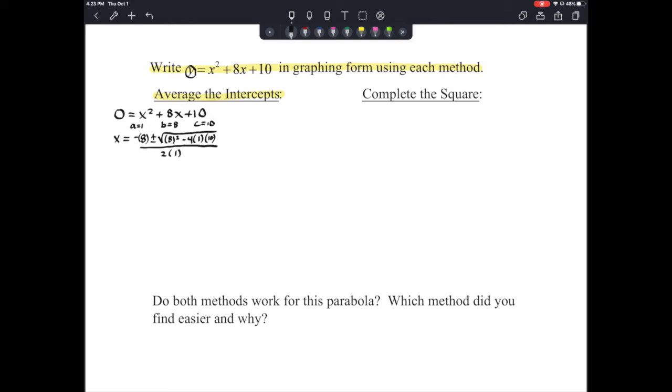And as we go through and simplify, we'll have negative 8 plus or minus the square root of 64 minus 40, all over 2. And that gets us negative 8 plus or minus the square root of 24, which simplifies to negative 8 plus or minus the square root of 4 times the square root of 6, so it'd be 2 radical 6, all over 2. And then we can simplify that. I think we did the same problem yesterday. So negative 8 over 2 plus or minus 2 radical 6 over 2 gives us negative 4 plus or minus radical 6.